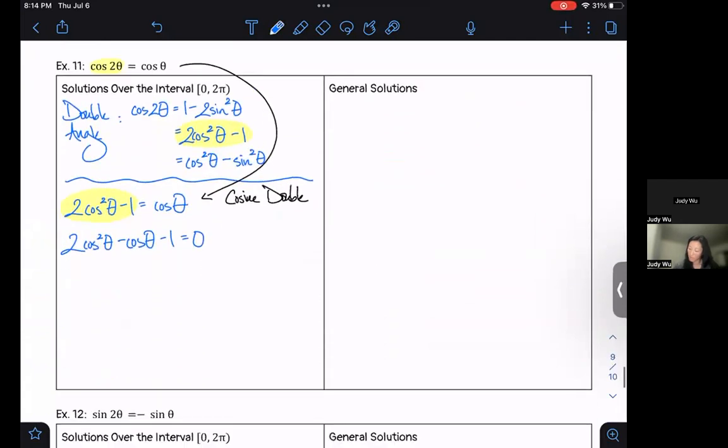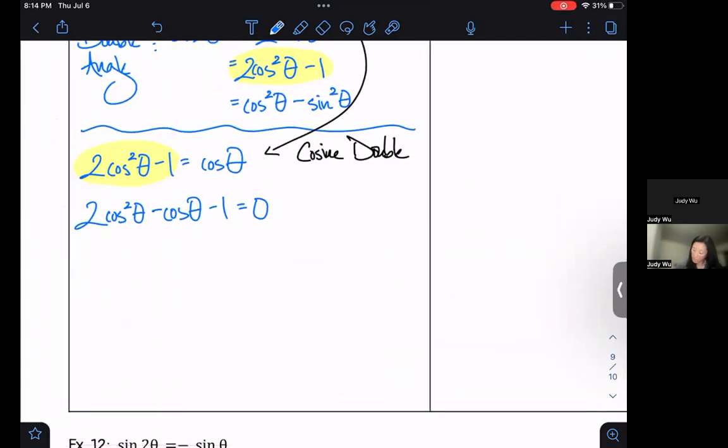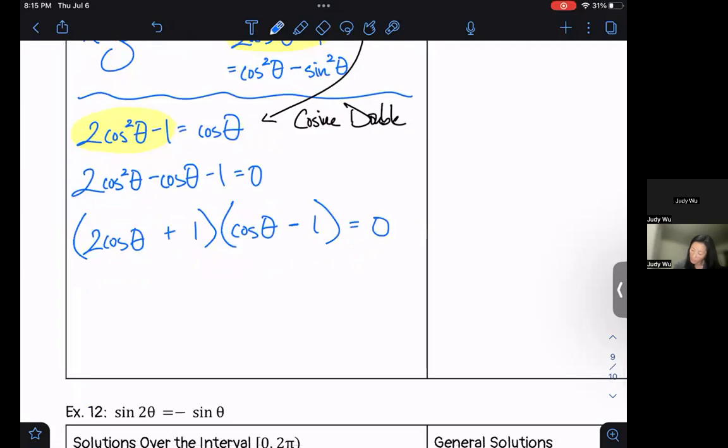Okay. So if we factor, we'll get 2 cosine theta, and I think we will get a negative here and a positive here. That means that 2 cosine theta plus 1 equals 0, and cosine theta minus 1 equals 0. So it's very similar to the previous problem, just the signs are different. All right. We want to look for where cosine theta is now equal to negative 1/2.